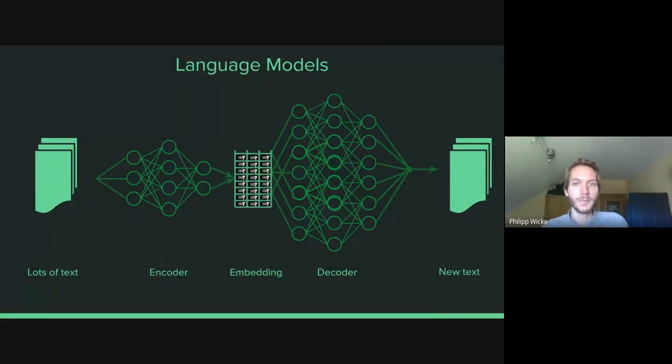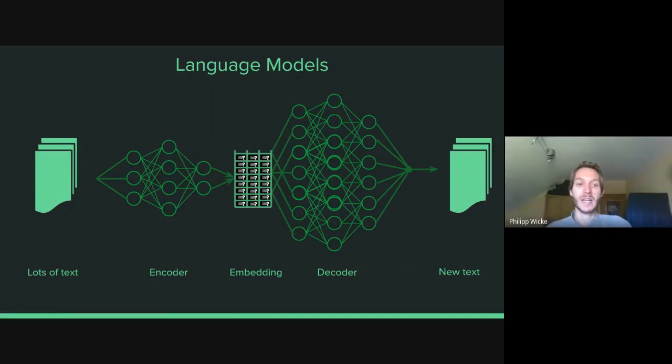So this is an overview of a language model. It looks a bit complex, but I'll walk you through. You take lots of text, you put it into an encoder, and you get embeddings out of it. That was what I said earlier, explaining word embeddings. Then you throw this into the decoder, the language network, and then you get a new text.